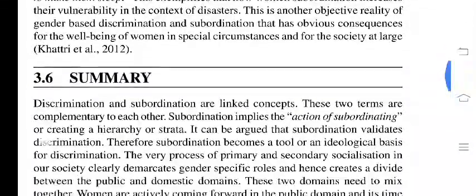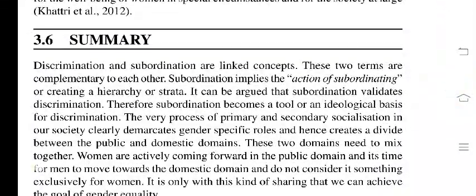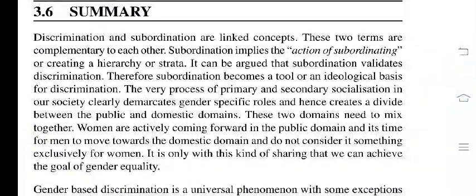Khatri et al., 2012. At the last, we will discuss the summary. Discrimination and subordination are linked concepts. These two terms are complementary to each other. Subordination implies the action of subordinating or creating a hierarchy of strata. It can be argued that subordination validates discrimination. Therefore, subordination becomes a tool or an ideological basis for discrimination.